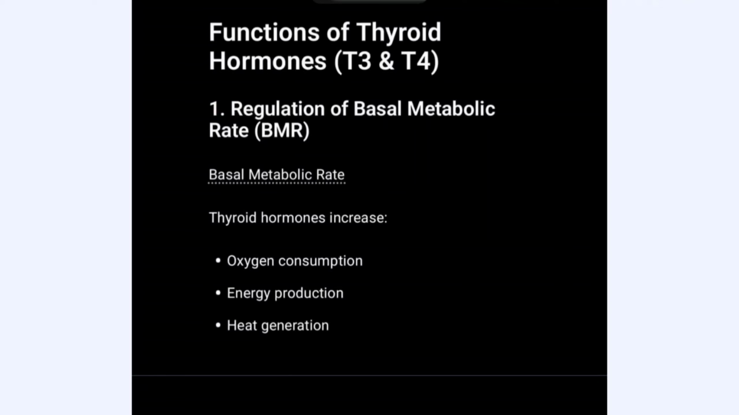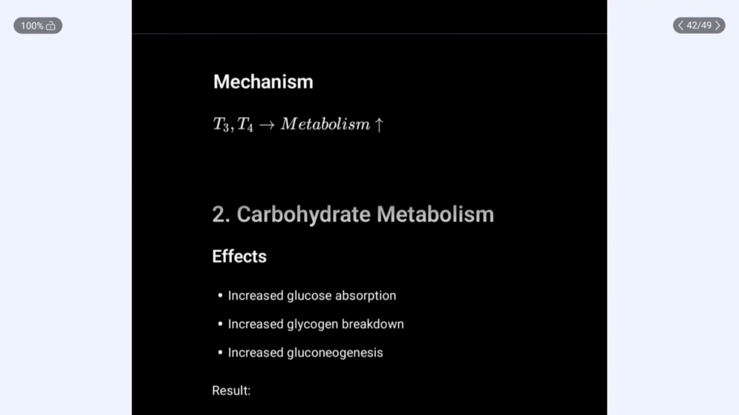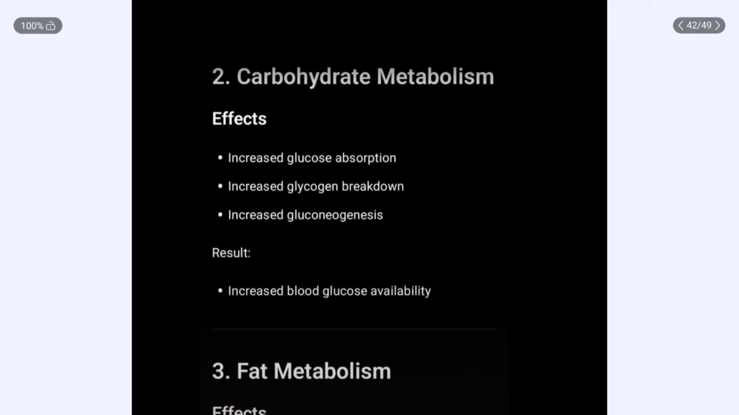Now comes the function of thyroid hormone. Regulation of basal metabolic rate, which is the BMR. Thyroid hormone increases oxygen consumption, energy production, heat generation. So it means it increases the metabolism of the body. Number 2 is carbohydrate metabolism. It increases glucose absorption, increases glycogen breakdown, and increases gluconeogenesis, which means it increases the level of glucose in the blood.